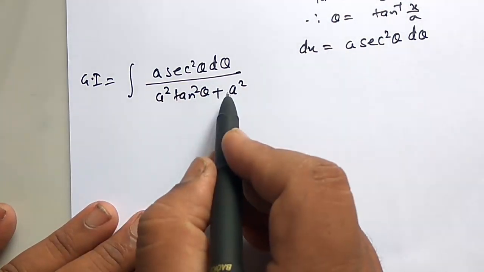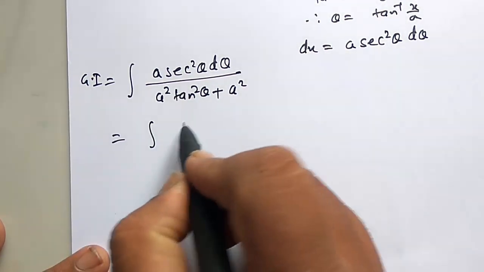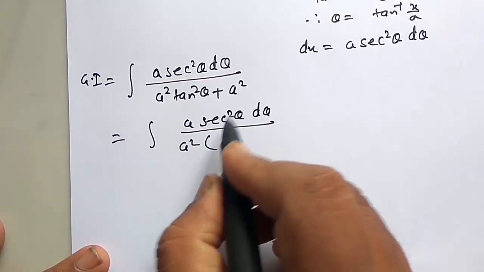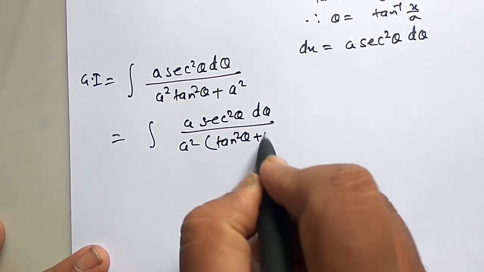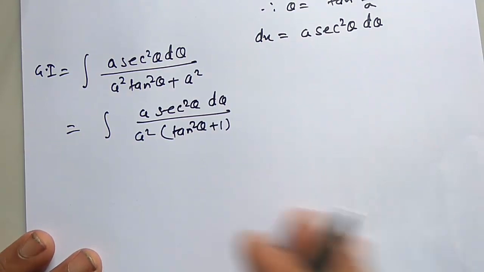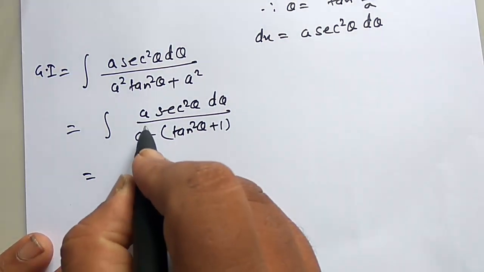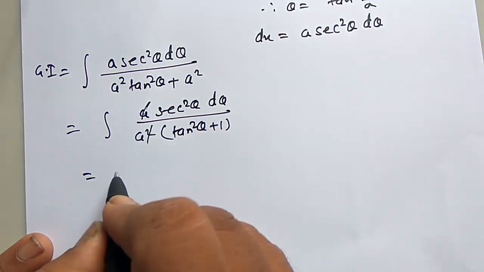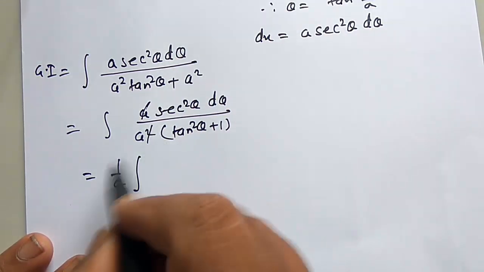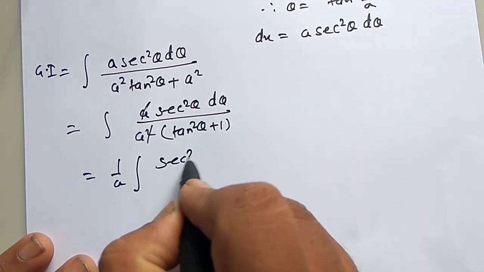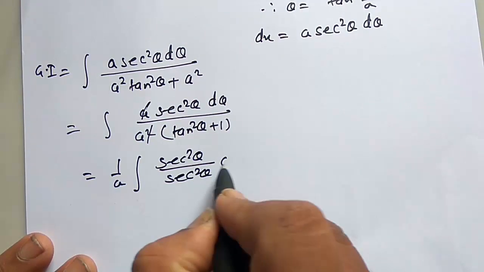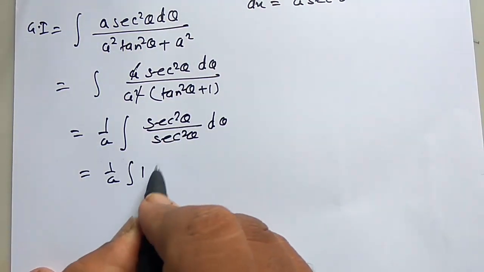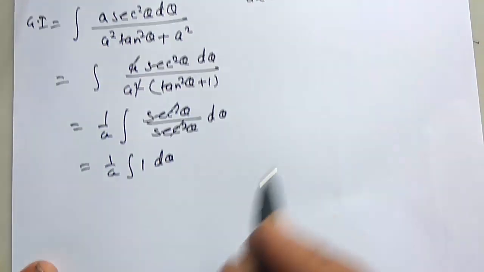A square is common, so it is equal to a sec square theta d theta upon a square is taken common, so it is tan square theta plus 1. 1 plus tan square theta is equal to sec square theta. So a cancels with one factor of a. So 1 upon a is constant. So sec square theta upon sec square theta d theta. So this is equal to 1 upon a, 1 d theta, cancelling sec square theta.